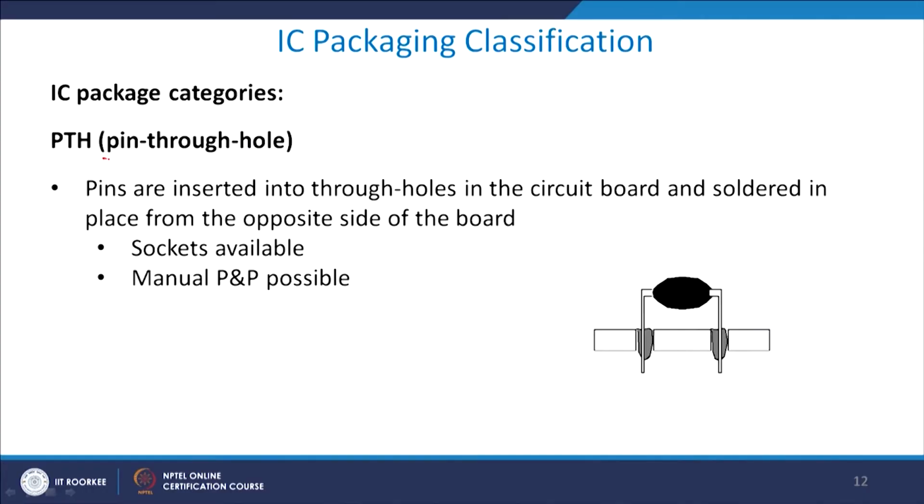Okay. IC packaging: there are 2 or 3 important packaging techniques. The first is pin through hole. The pins are inserted through holes in the circuit board, as you can see here, and soldered in place from the opposite side of the board. So, this is through hole, and then you solder it here. Manual insertion is possible, and you can solder it manually to a larger extent.